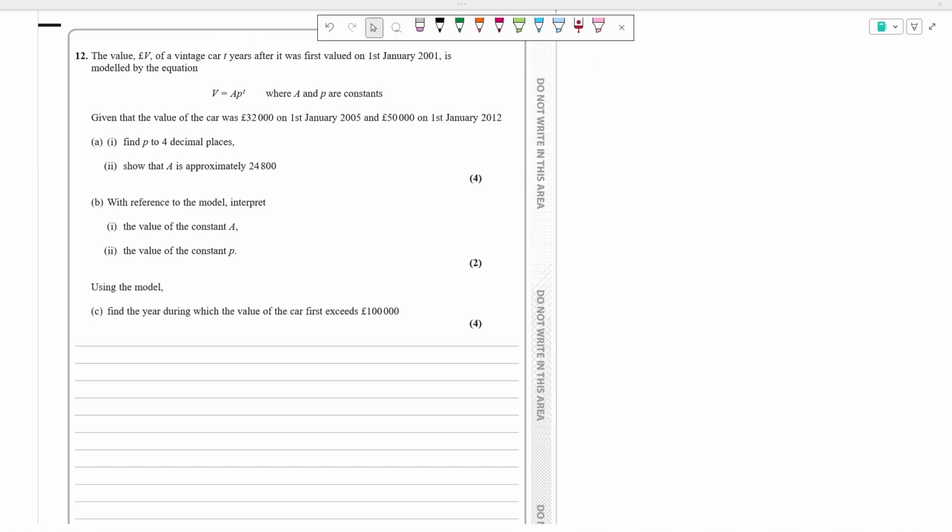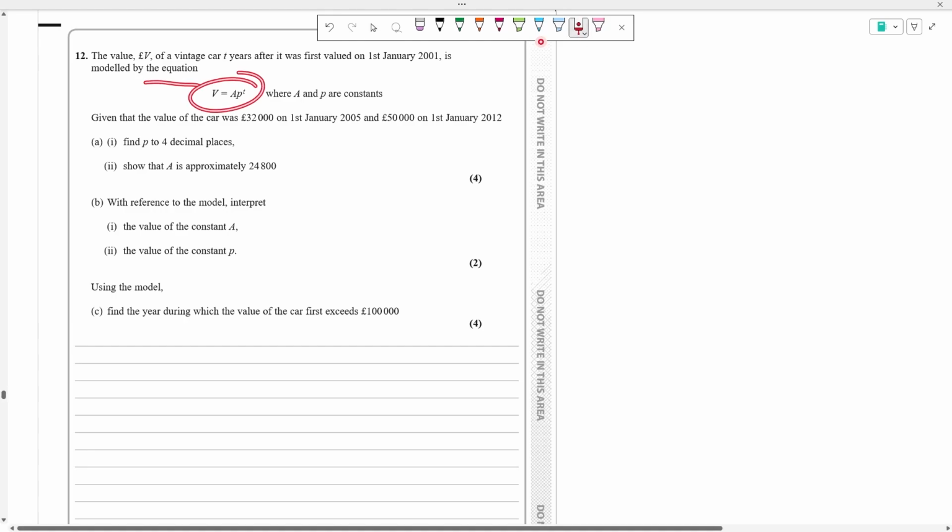Question 12. The value V pounds of a vintage car T years after it was first valued on 1st of January 2001 is modeled by the equation V equals A P to the T. Given that the value of the car was 32,000 on the 1st of January 2005, so this is going to be T equals 4 because it's years, and 50,000 on 2012, we'll work out what T is there as well. Find the value of P to 4 decimal places.